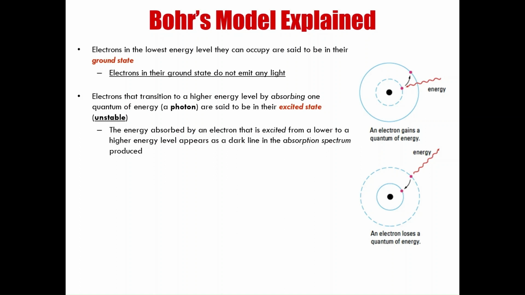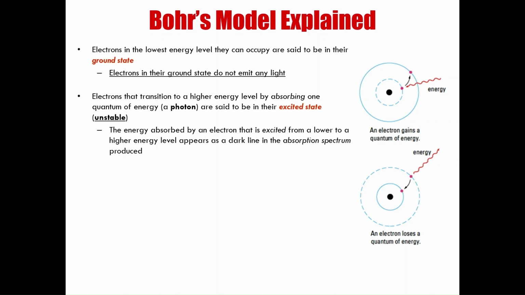And so the excited state is the orbital above the ground state where the electron will jump to, or where it will transition to. It is the higher energy level. And it does this by absorbing a quantum of energy, almost always a photon. Okay? Now remember, the excited state is an unstable existence for that electron. It does not belong there. It actually belongs in its ground state. And so it doesn't stay in the excited state for very long.